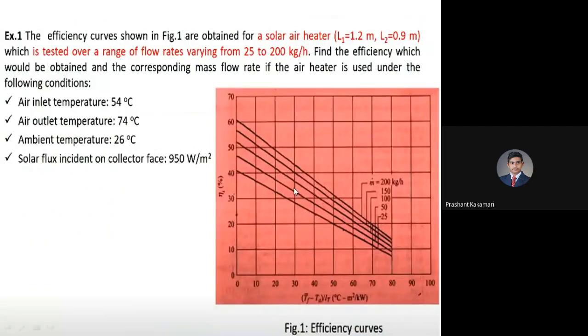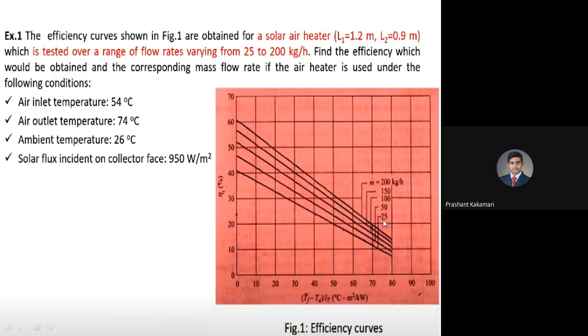So here efficiency curves are plotted, for which this area was given, L1 and W, or L and W you can say, length and width, or L1, L2 you can say, for finding the area. On this, it is tested over a range of flow rates. See here, for air heaters, we can change the mass flow rate very easily. Here the efficiency cannot be changed apart from only changing the mass flow rate.